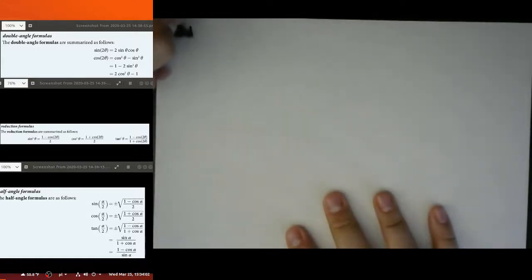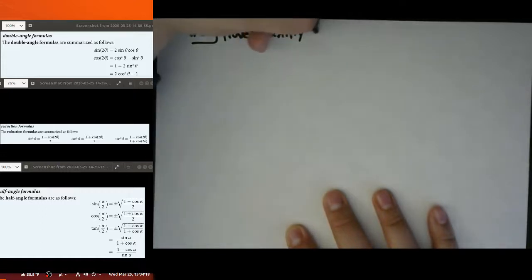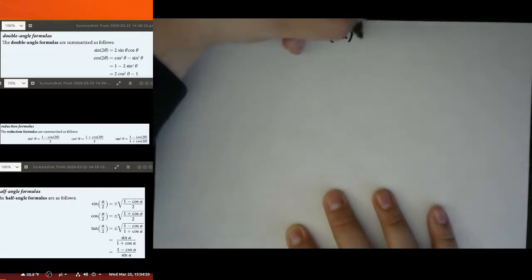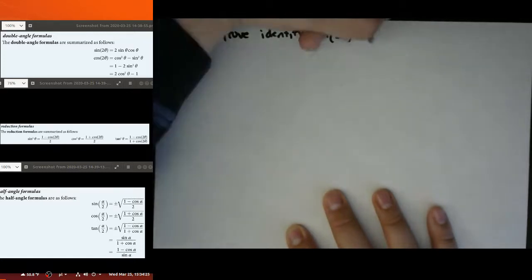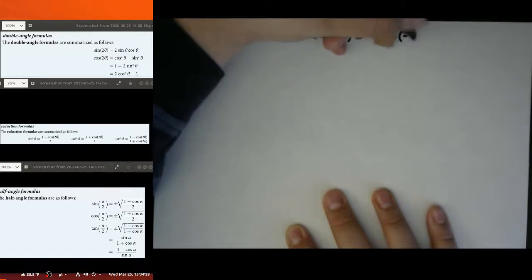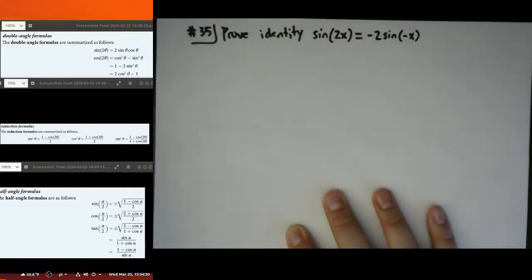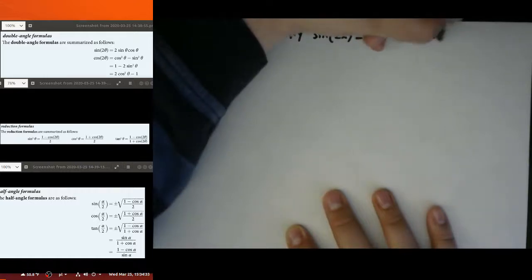Okay, finally, let's look at some identity problems in this section. So I want to look at number 35. And they want us to prove the identity. In 35, the identity is sine of 2x equals minus 2 sine of minus x times cosine of minus x.